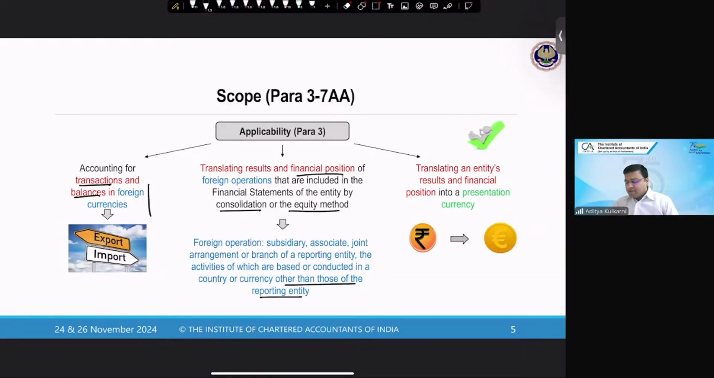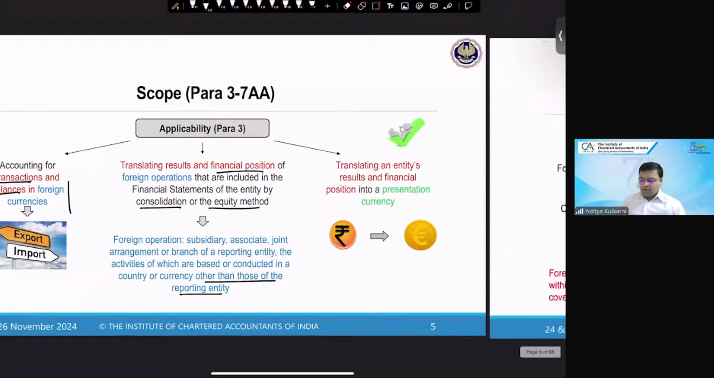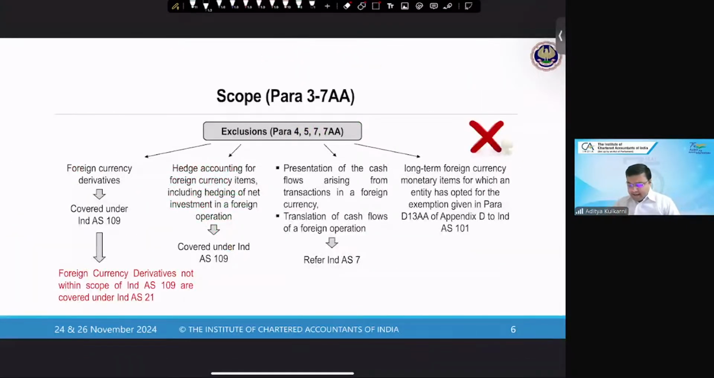And the last one, translating an entity's results and financial position into a presentation currency. Okay, so that's the same thing we have. What is excluded from Ind AS 21? Foreign currency derivatives, because that is covered under Ind AS 109, which you will be studying.